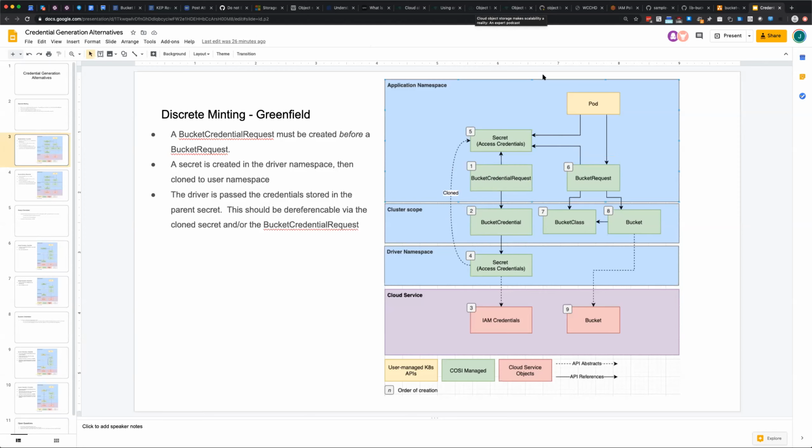I think they're doing it as a single step. Right. So if you can see right here, this connection: when the bucket request is made, it has to reference a secret.